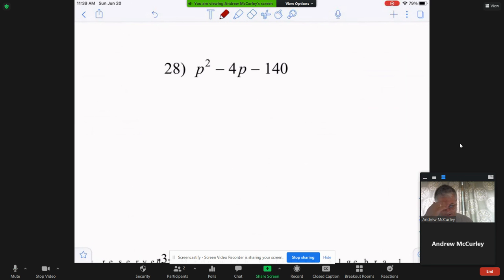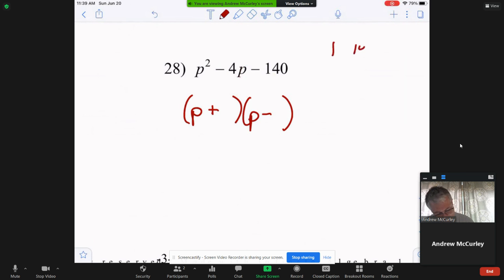Here's a good one. So what two things add up to -4, but multiply to get -140? So I know this is going to be a positive and a negative. I know one has to be positive, one has to be negative because of that negative right there. So I could do the whole thing.